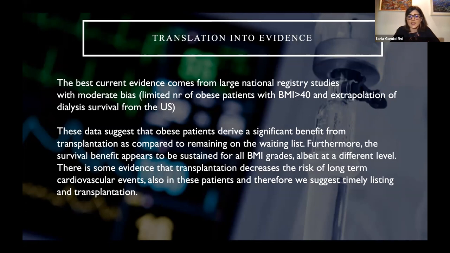This data suggests that obese patients derive a significant benefit from transplantation as compared to remaining on dialysis. And furthermore, the survival benefit appears to be sustained for all BMI grades, but at different levels. And there is some evidence that transplantation decreases the risk of long-term cardiovascular events, also in these patients. So we suggest timely listing and transplanting these people.